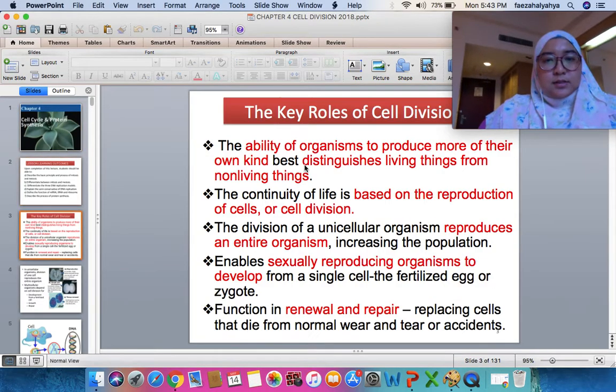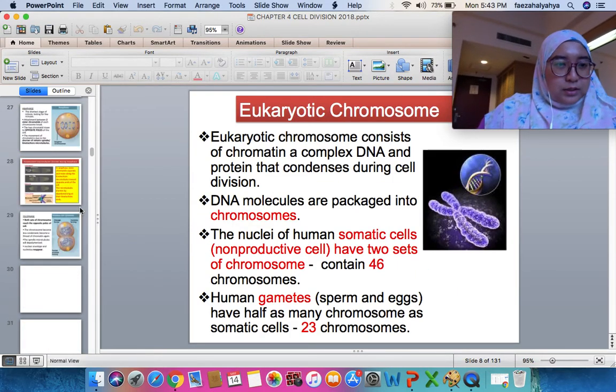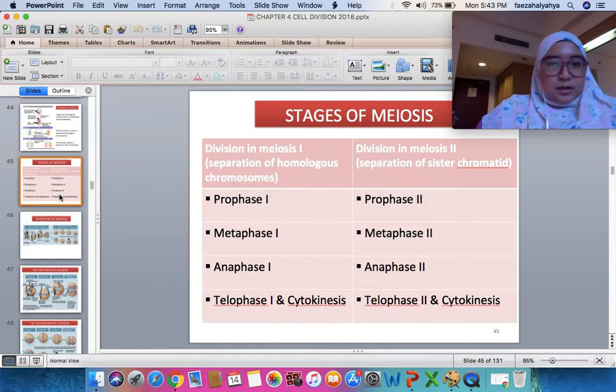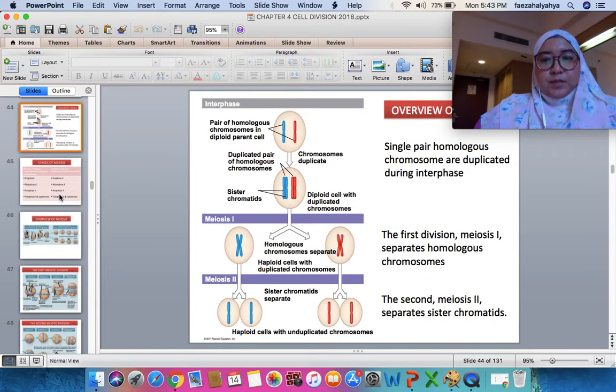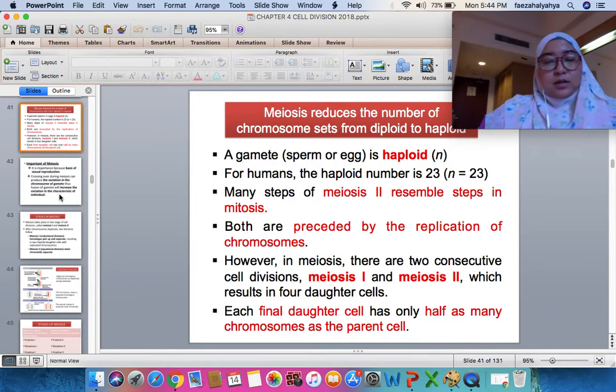So the cell cycle we have already seen. Okay, division. So directly goes to our lecture previously, the meiosis. Here is where we stopped. So a little bit of revision of meiosis. Meiosis reduces the number of chromosome sets from diploid to haploid. You must already understand the concept of meiosis.